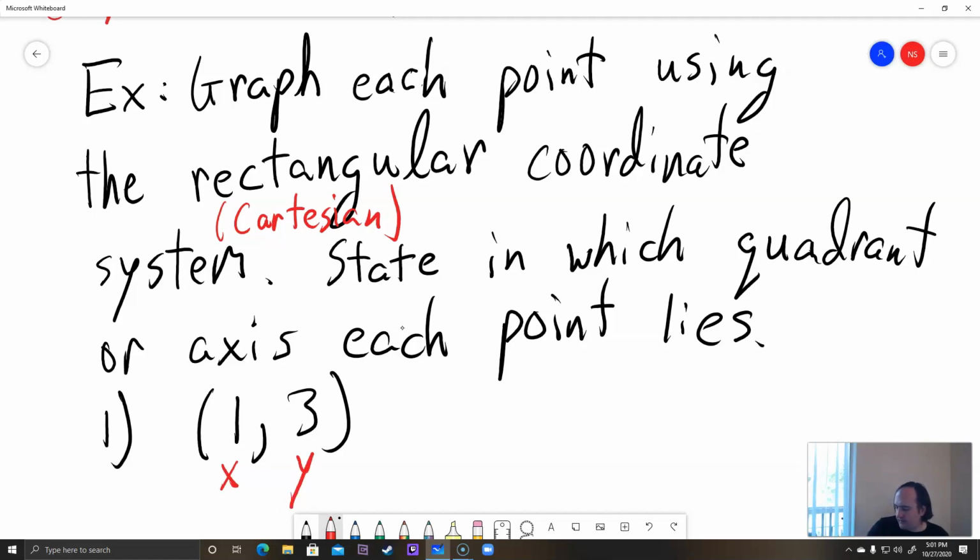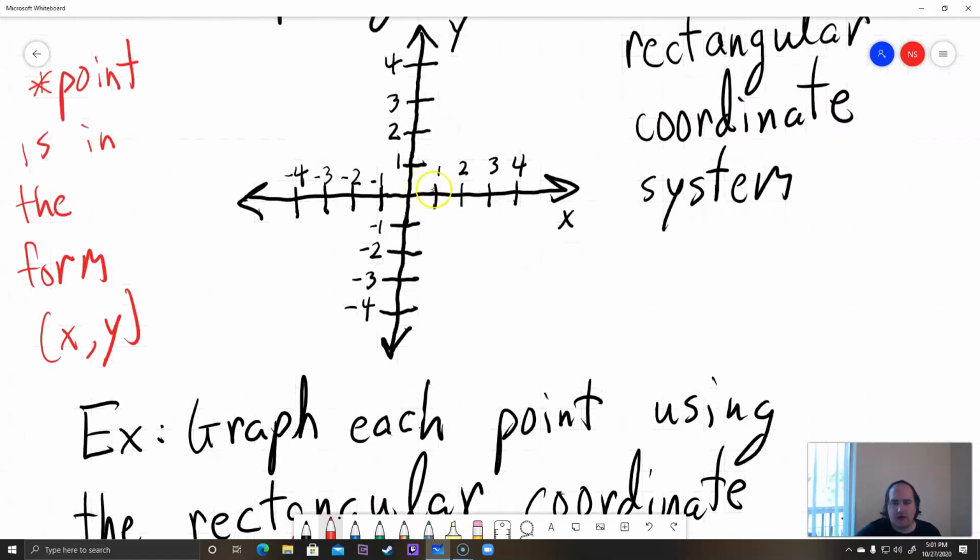To graph this point, we go to 1 on the x-axis, the horizontal axis. Then on the y-axis, the vertical axis, we go up to 3. Where those two meet is where we put our point. So this point right here is 1, 3. As you can see, that's in the top right corner. So we just graphed that point.